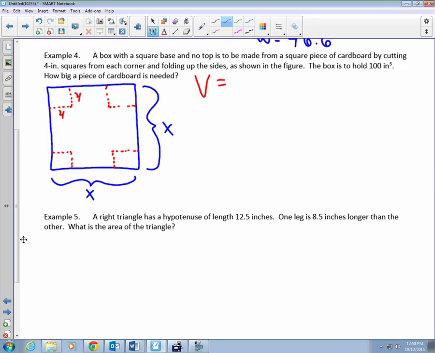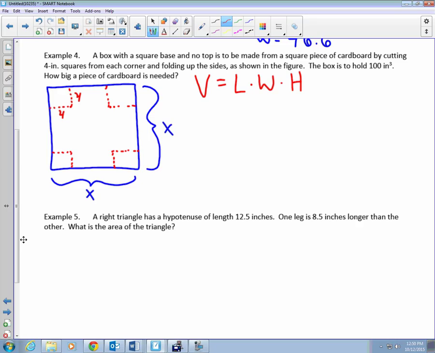How many dimensions do we have? 3 dimensions. So we multiply base times width times height, or length times width times height. There we go. 1/3 is when we do cones, spheres, or pyramids, stuff like that. This is just straight up volume of a box. Multiply 3 things together and you got your volume. Okay, that's all I got.